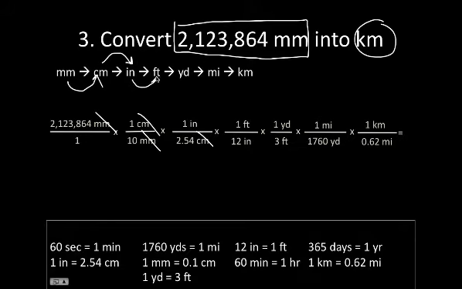I want to go from inches into feet, so I canceled out the inches by putting the inches on the bottom over here. I now want to go from feet into yards, so I want to get rid of the feet, cancel them out right here, left with yards. And I want to go from yards into miles, so cancel out the yards by putting the 1,760 yards underneath. And then from miles into kilometers, I cancel out these miles here, and I'm left with kilometers.